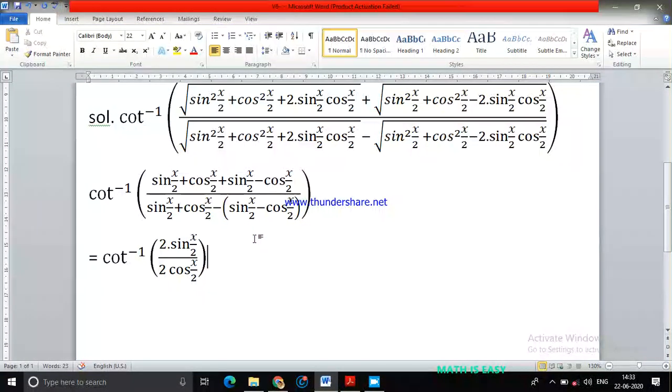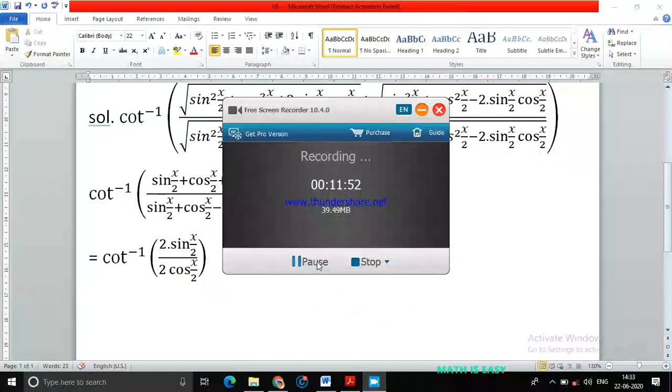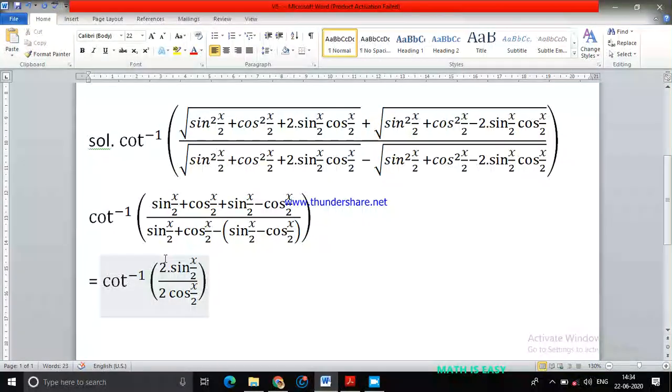So what is left out? Here if I do this way, now 2 will get cancelled, then sin x by 2 upon cos x by 2 is going to be tan x by 2, but outside I have a cot inverse term. So eventually you are going to get cot inverse tan x by 2. But we don't have any formula, right? It has to be cot inverse of cot theta is going to be theta. So if I want cot theta here, it has to be cos x by 2 upon sin x by 2.